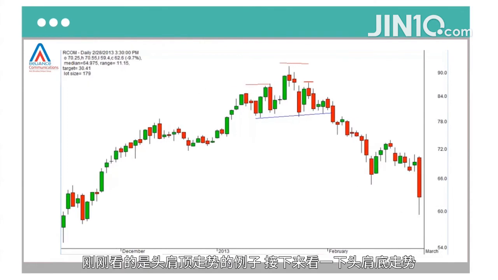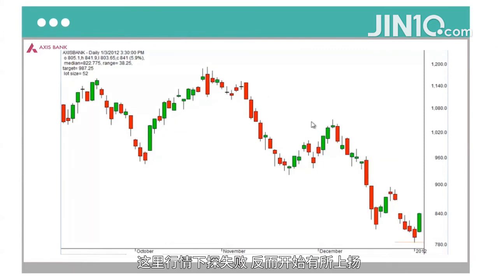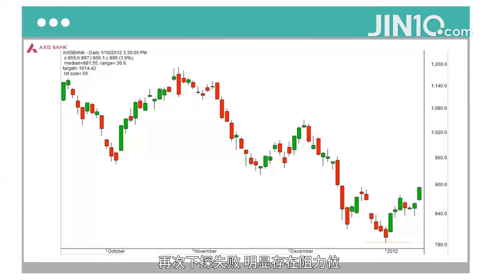We've seen the head and shoulders pattern, but what about the inverted version? Now the Axis Bank daily chart, here it is very clearly in a downtrend. Now look here. The market tries to fall down. That's a breakdown. It fails because we're starting to move up. And then we go down again and it fails again. Now, don't you see resistance? Here when the market fell, it was just straight down. But here there's been a rally down and then a rally again.